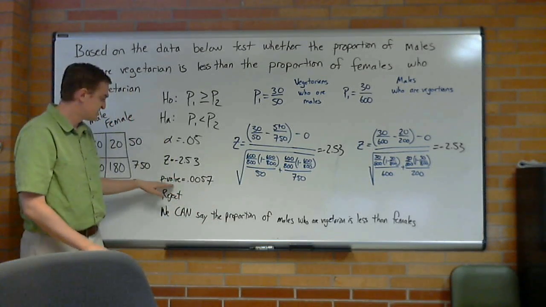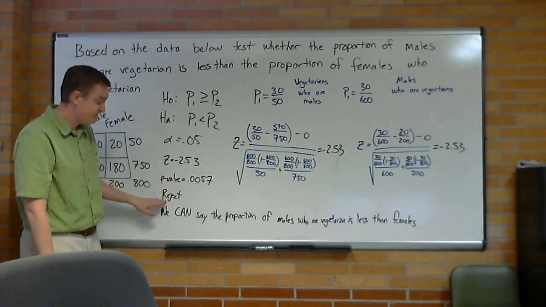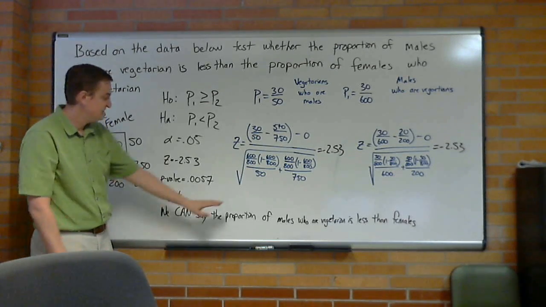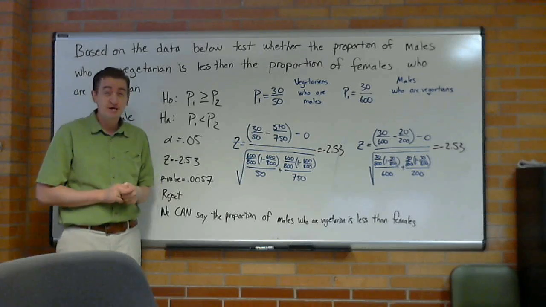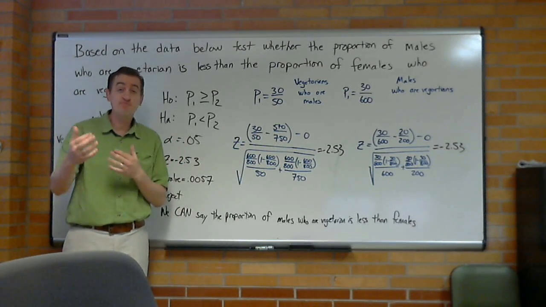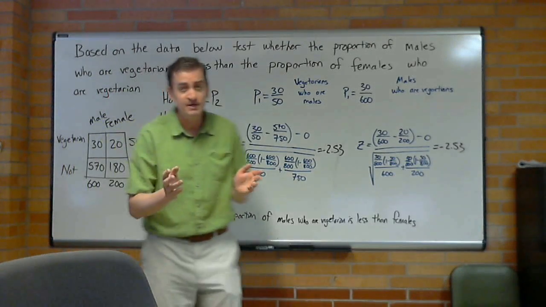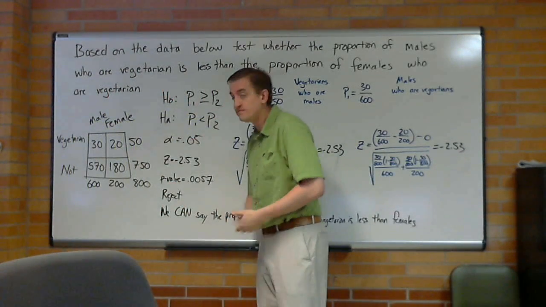So our small p-value means we reject, and we can say that the males have a smaller proportion than females. Now, it doesn't matter whether you're thinking about the proportion of vegetarians who are males or the proportion of males who are vegetarian. It's the same thing. It's the same data over here.